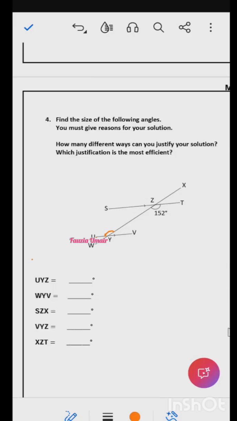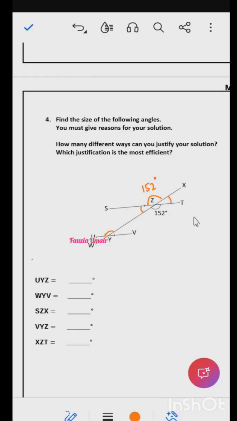Ma'am, ma'am. अच्छा बेटा, before that, first of all, tell me, just look at this set. If this angle is 152, what would be this angle? 152, because they are vertically opposite. So what would be this angle?